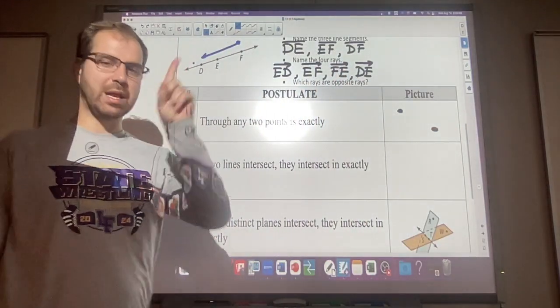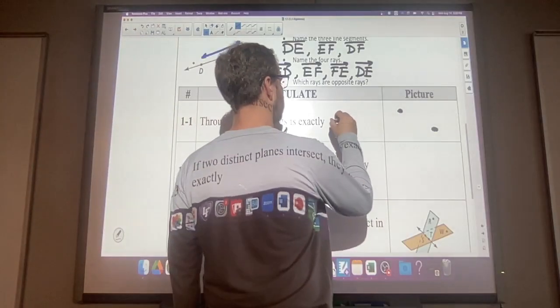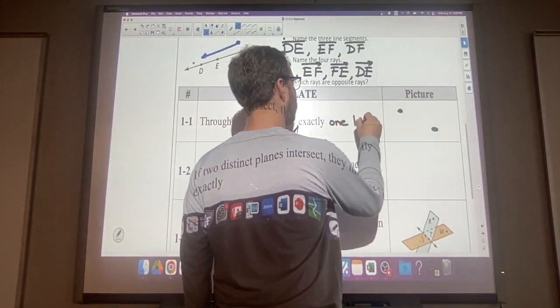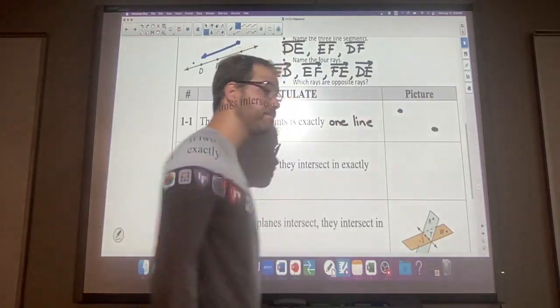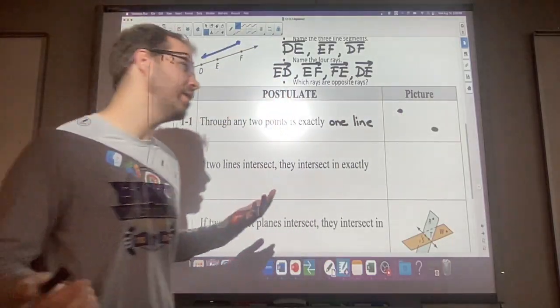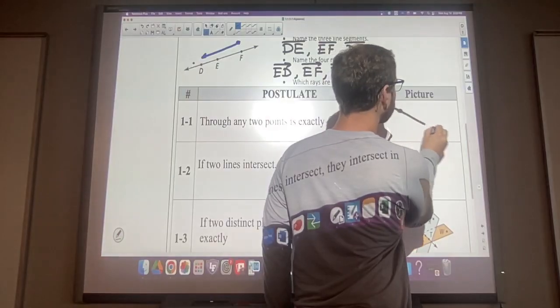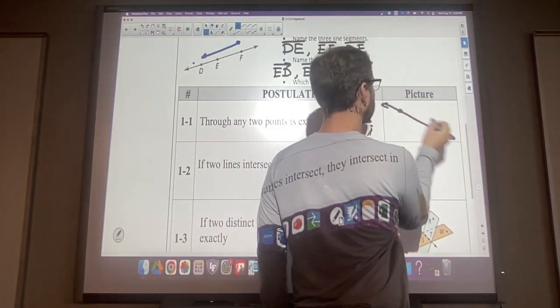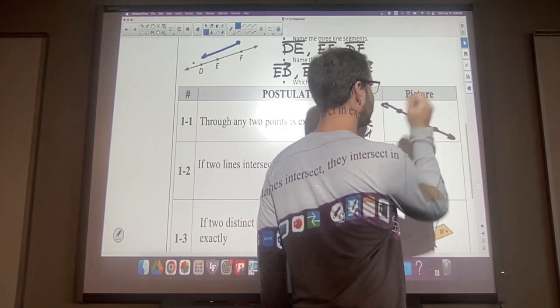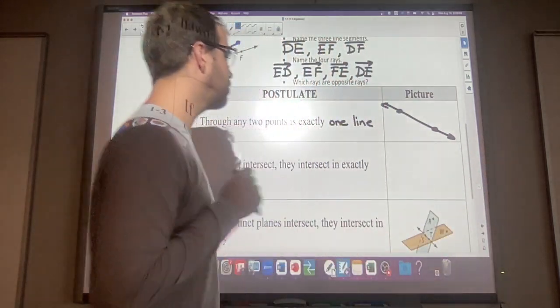There's exactly 1 line I could draw through any 2 points. Okay? There's not a second line. There's only 1 line I could do through these 2 points. Okay? Because the points are an exact location. There's no wiggle room. 1 line.